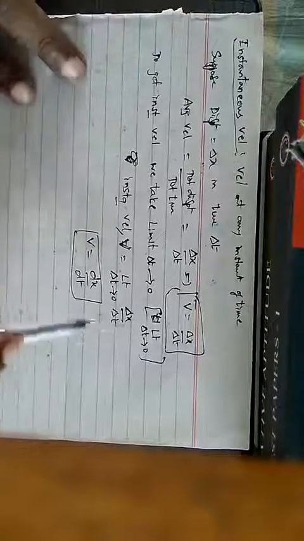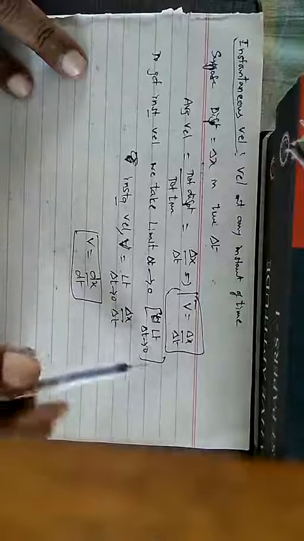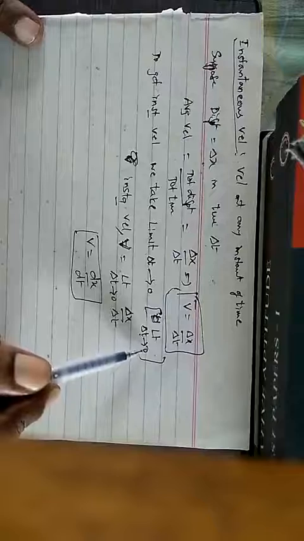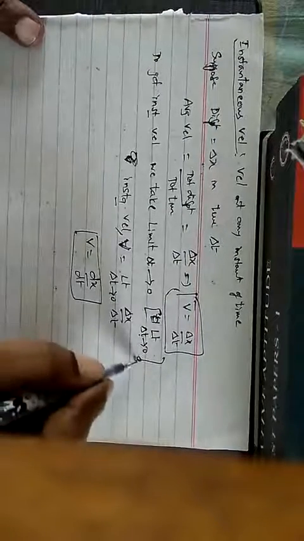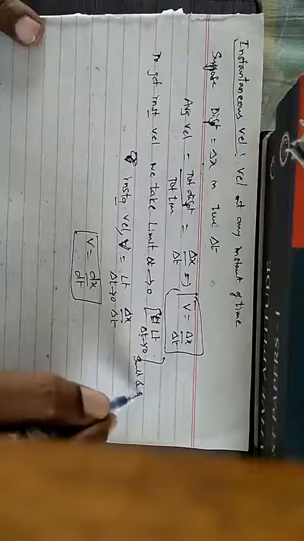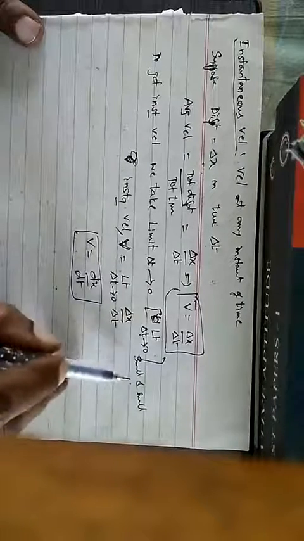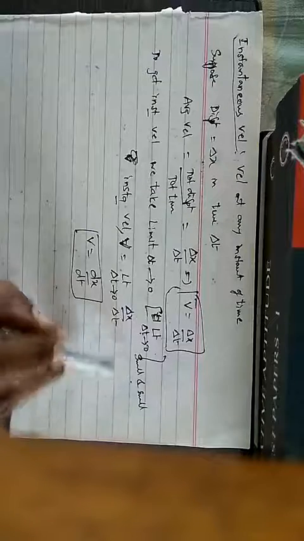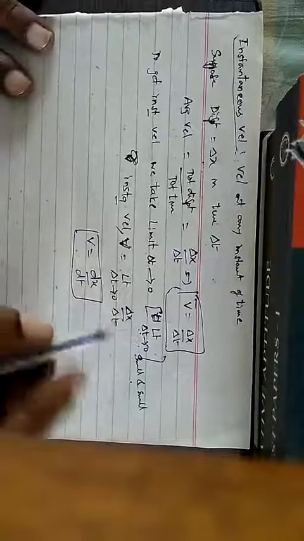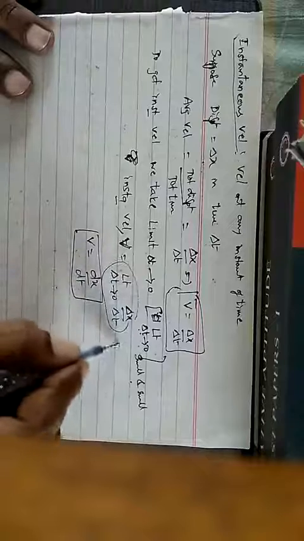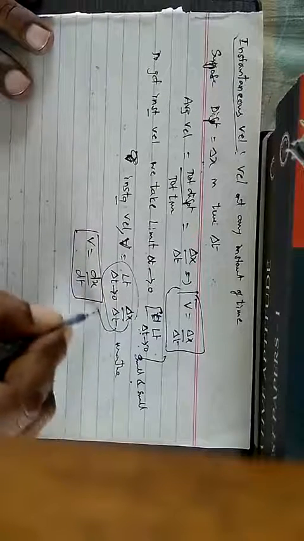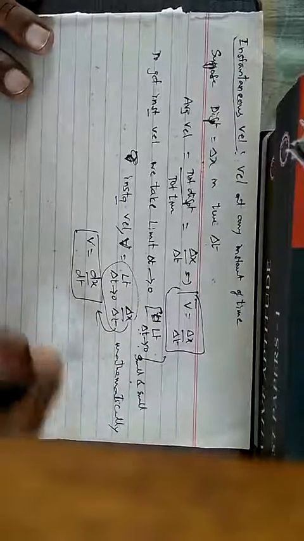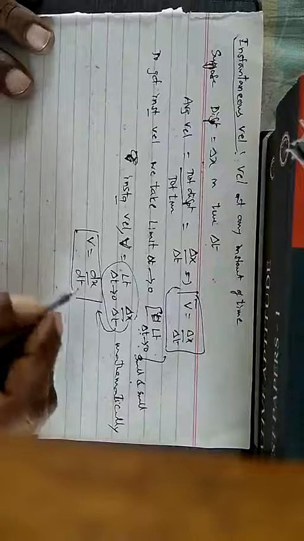So here, what does limit delta t tends to 0 mean? It is not that we are making time 0. We are taking time small. The time is made smaller and smaller. You make the time smaller and smaller, you will get the velocity at a particular instant. That is why we write limit delta t tends to 0. Mathematically, this expression is written like this.